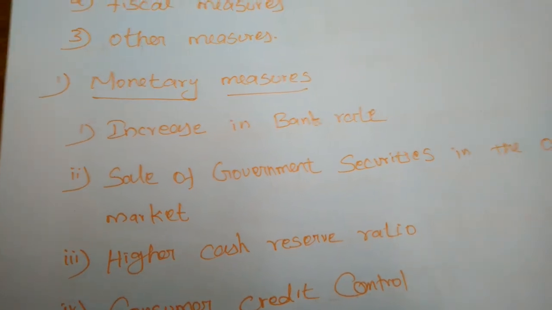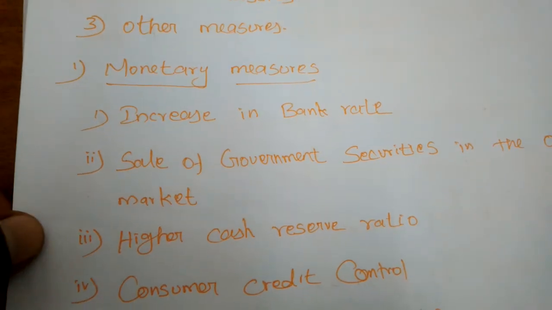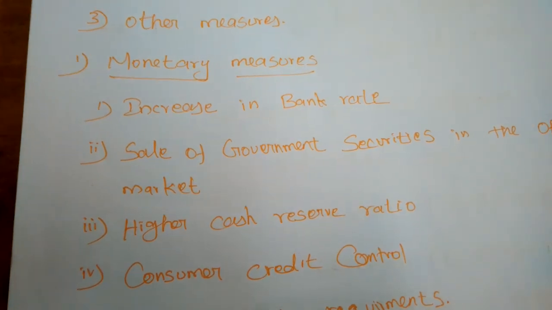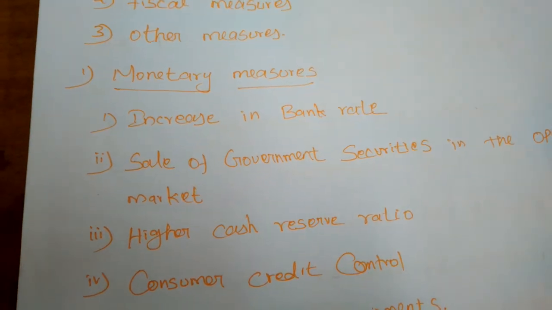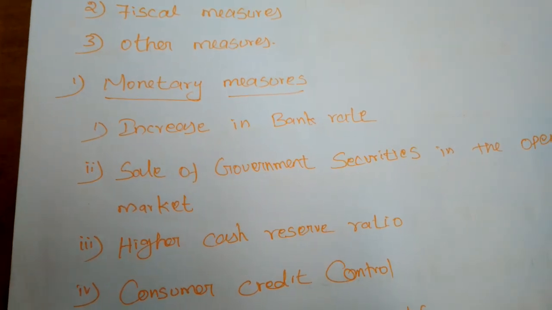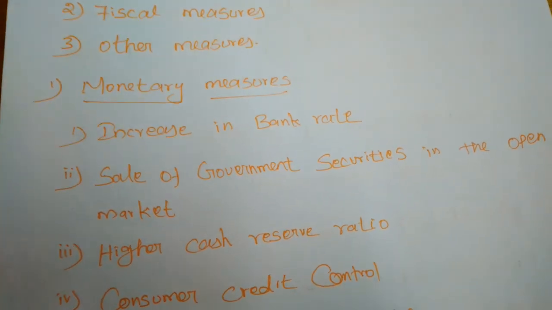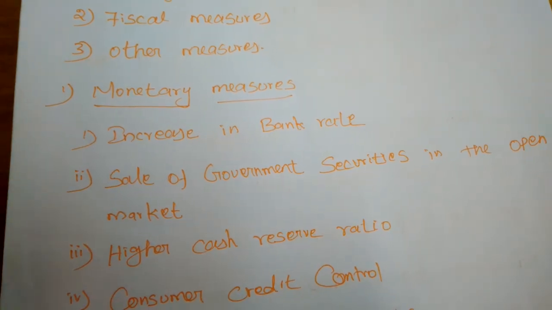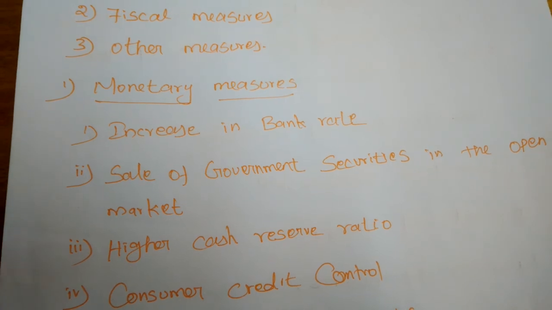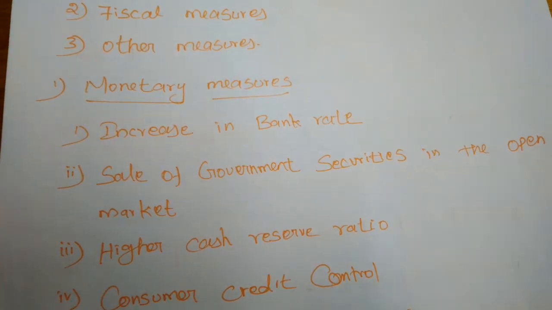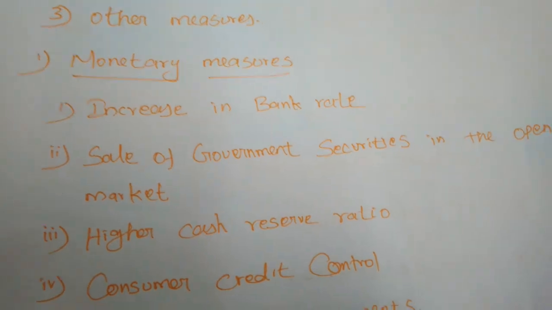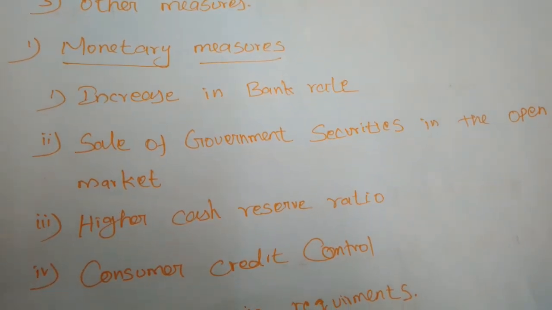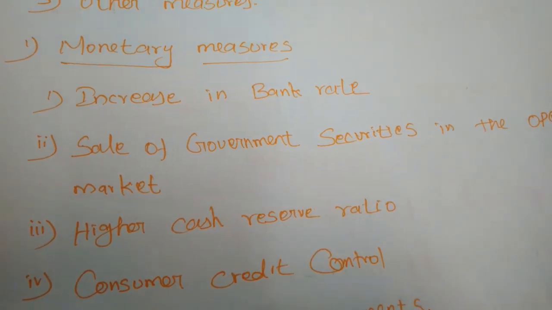Monetary measures mean that by reducing the supply of money in our economy, we can bring inflation under control. That is called monetary measures. In these monetary measures, the first one is that the government or the Reserve Bank of India will increase the bank rate.